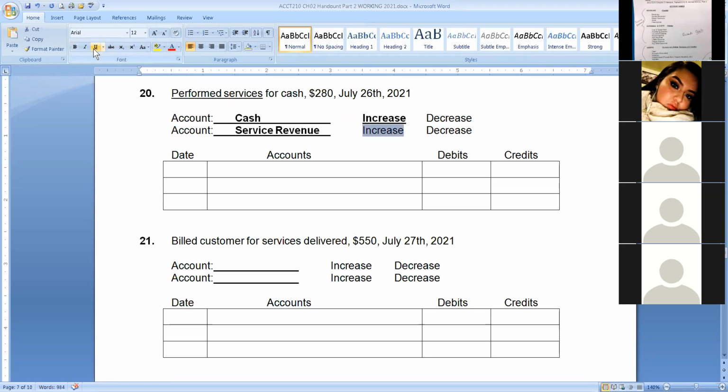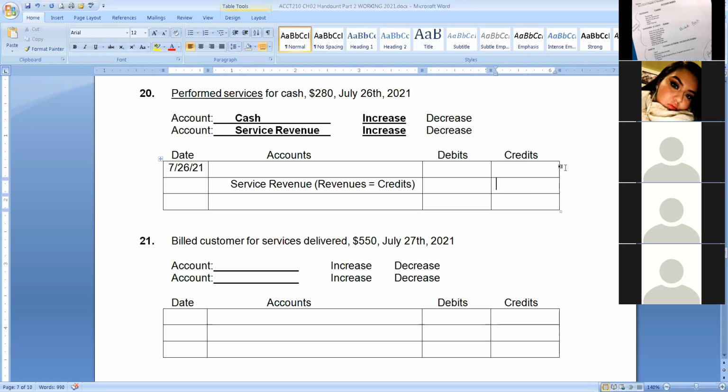And revenues are always increasing. But it doesn't really matter because revenues are always going to be credits. Look how crazy I'm going to get. I'm going to put this credit in first. See, service revenues, any revenue. I don't have enough room. I know. There we go. So revenues equal credits. All right.